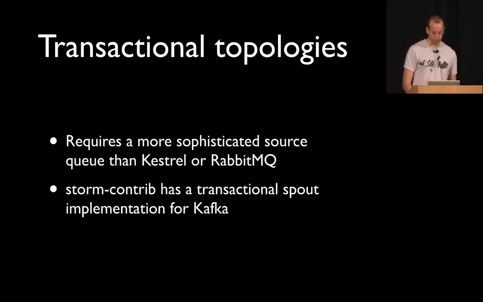So one thing about transactional topologies is that they require a more sophisticated input source or input queue than something like Kestrel or RabbitMQ. But Storm Contrib has a transactional spout implementation for Apache Kafka that I mentioned, which means the stuff basically works out of the box.